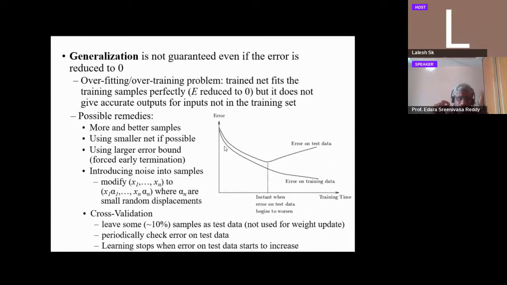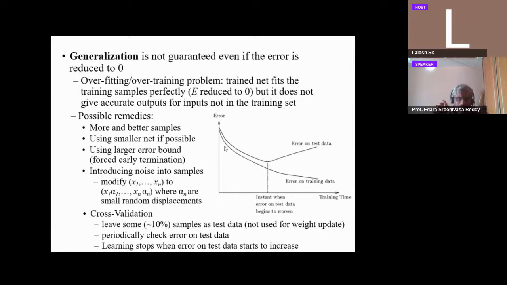And as far as possible, try to use a small net and use a larger error bound so that it will be terminated early. Introduce noise into samples. If you introduce noise into samples, definitely it will adjust itself and it is also ready to recognize a new sample.